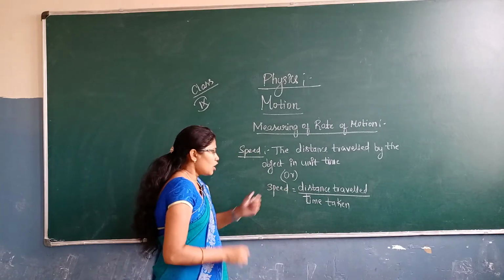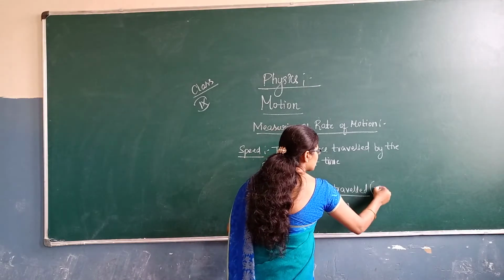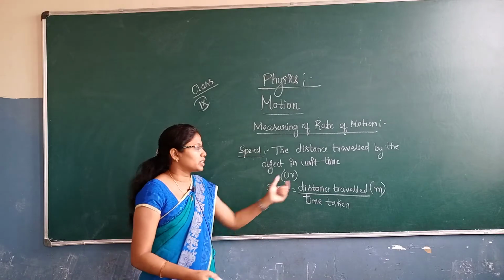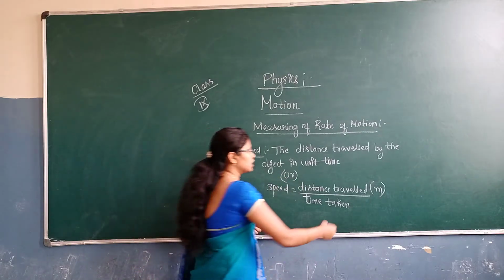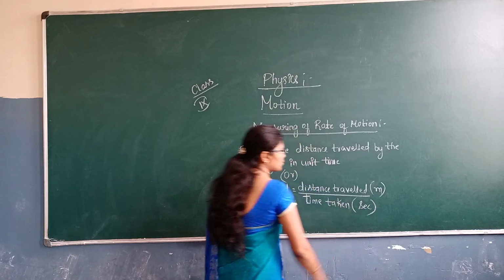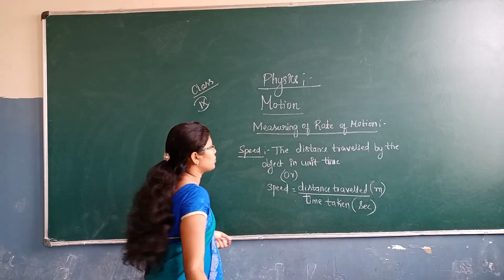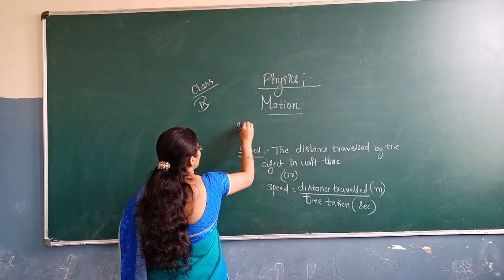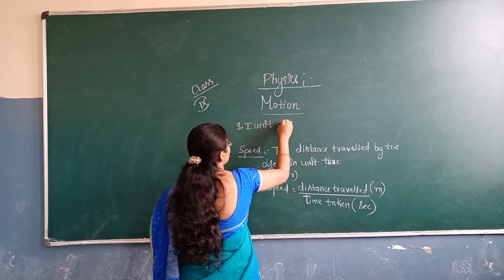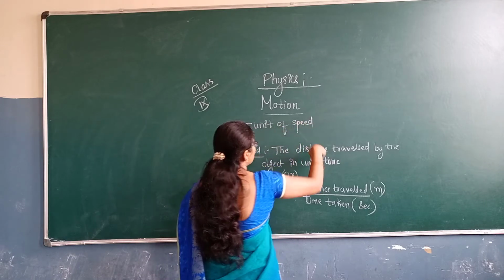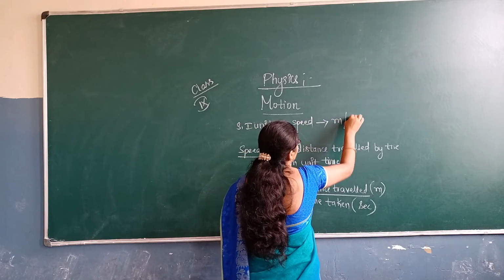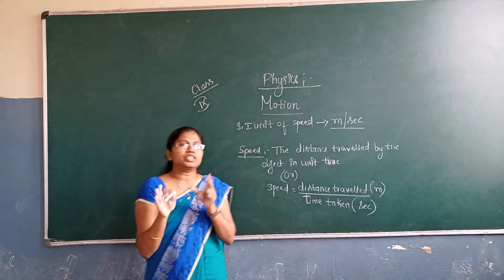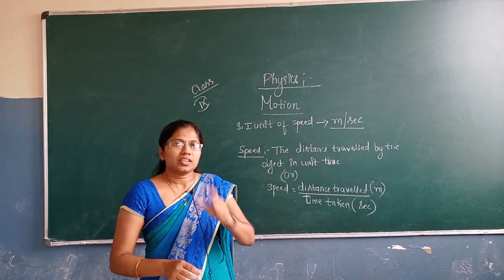Now, distance is measured in terms of meters, and time is measured in terms of seconds. Then what is the SI unit of speed? The SI unit of speed is meter per second. This is very important. The standard unit of speed is meter per second.